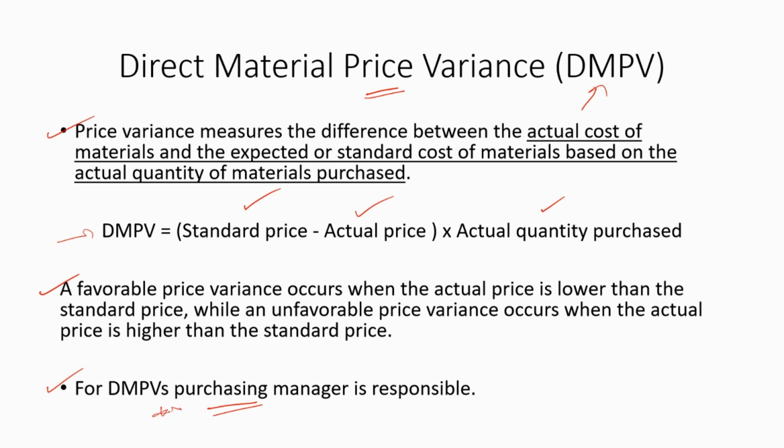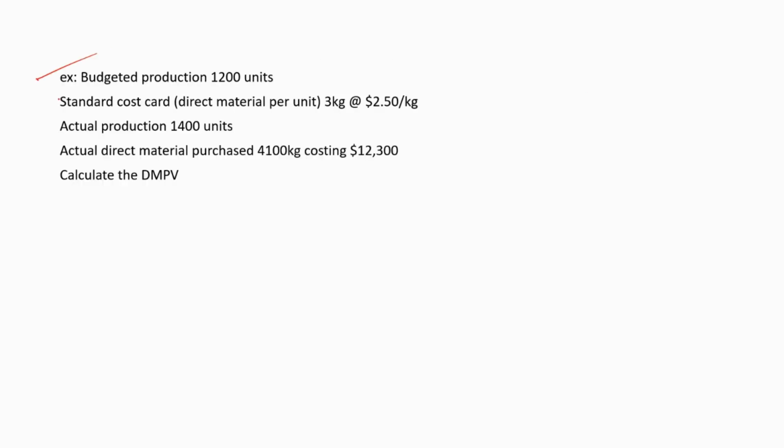This is really important. Now let's do this example. This is the same example as before. Now they are asking to calculate the direct material price variance. So the direct material price variance is equal to standard price minus actual price multiplied by actual material purchased.